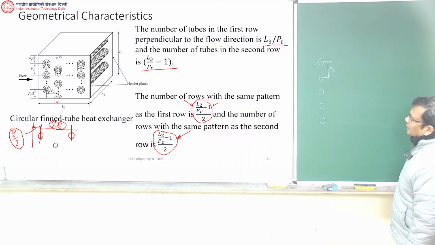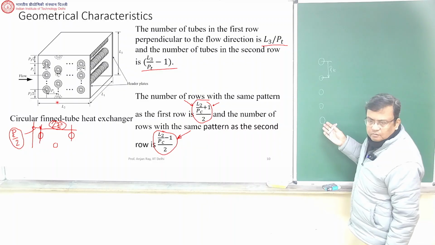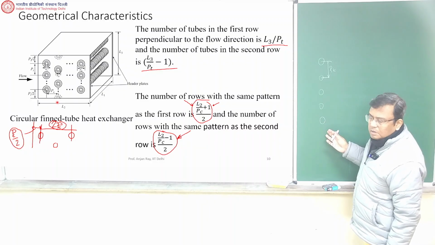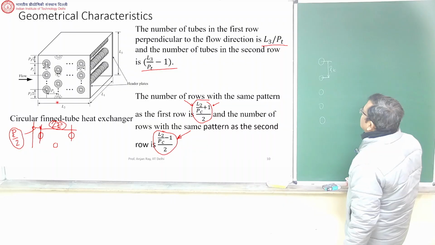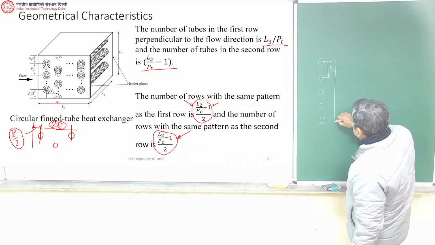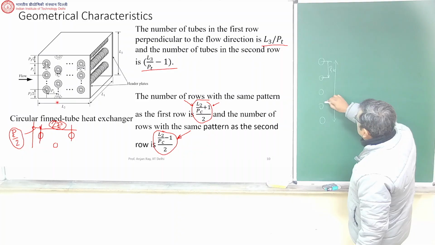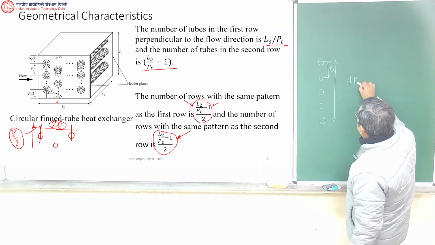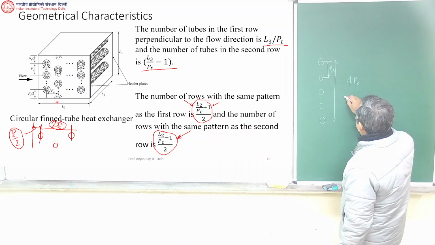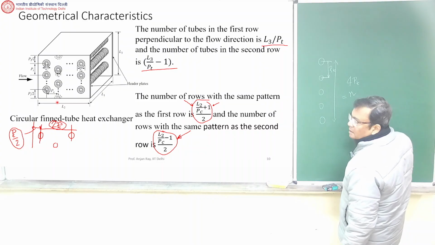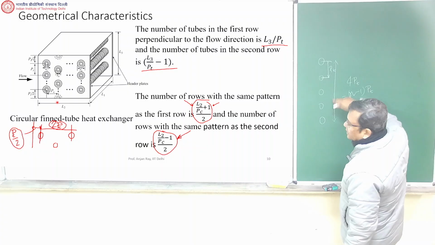Okay. So if you have 5 tubes in the first row, okay, actually it will be more than this typically. But if you have 5 like this, then this distance is 1, 2, 3, 4, 4 PT, right? Which means that if the number of tubes is n, right? This is n minus 1 into PT, this length, right?